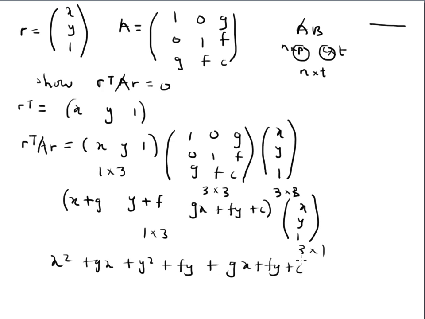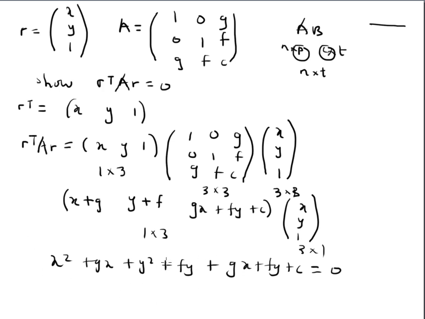And this is being multiplied by 1, so we get the original expression back. And in the question, we are told to show that R transpose multiplying the matrix A times R is equal to 0. It's the equation of a circle. So this value that we have equal to 0 is the equation of a circle.